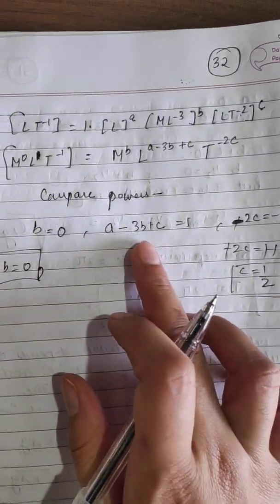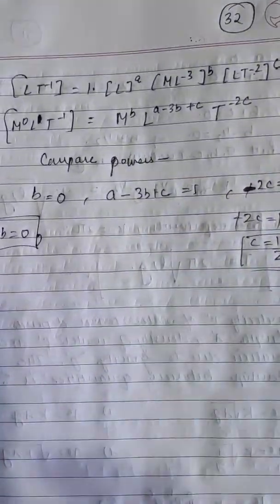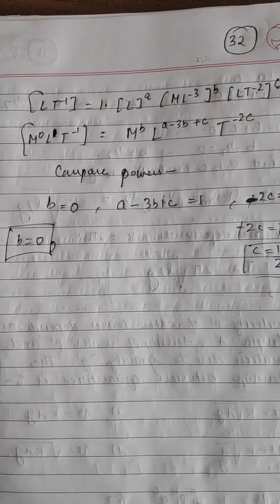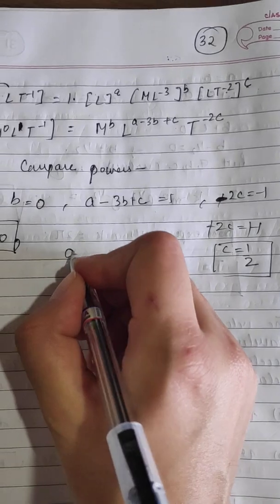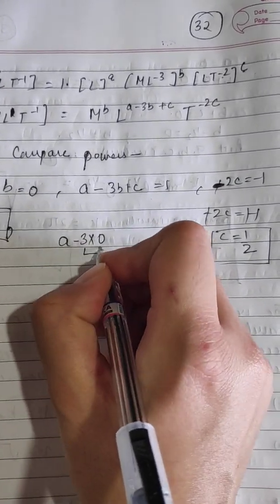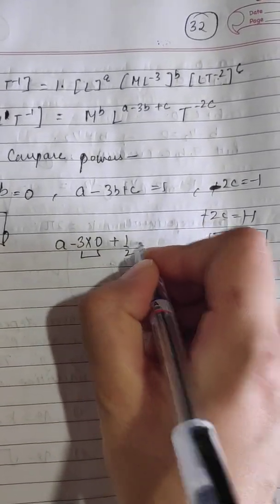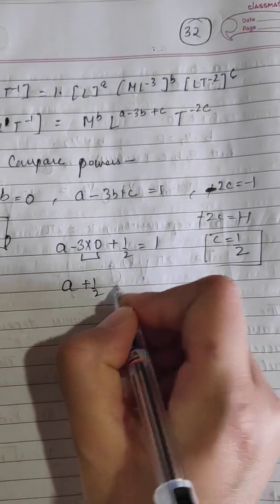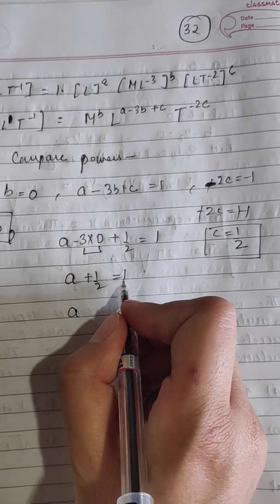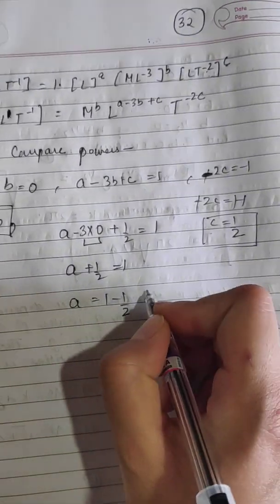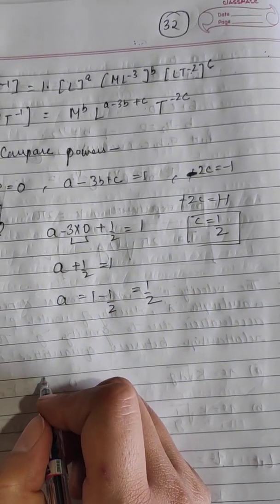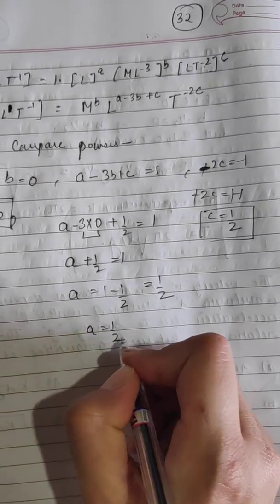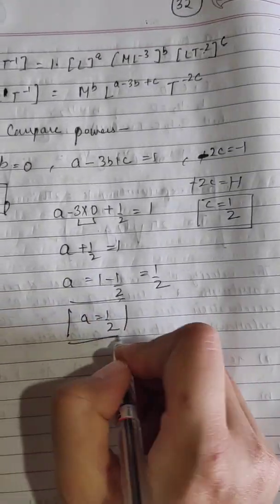If I put the value of B and C here, I'll get the value of A. How will I do this? A minus 3 into 0. What is C? Plus 1/2 is equal to 1. So I'll get A plus 1/2 is equal to 1. Take on the other side, 1 minus 1/2. I'll get A as 1/2. So what is A? That is 1/2.